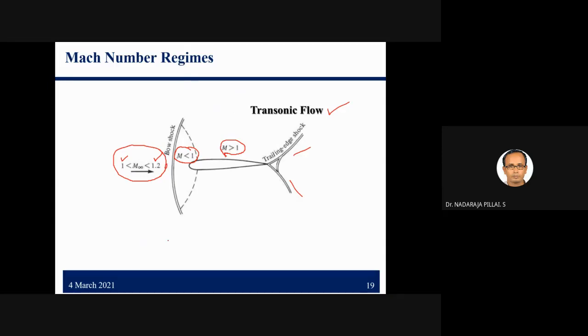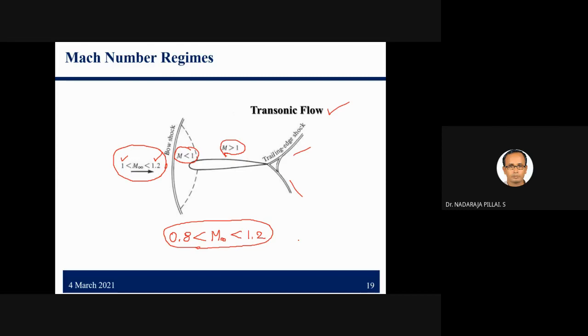So when somebody asks about the transonic flow regime, normally it is safe to represent it as a Mach number between 0.8 and 1.2. Right? So this is the transonic flow regime.